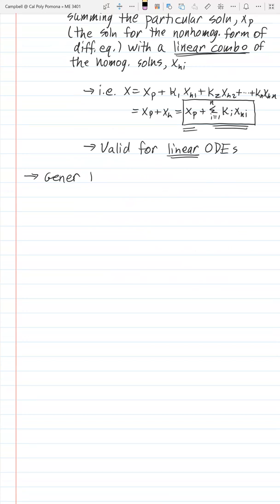the general forms for the method of undetermined coefficients.